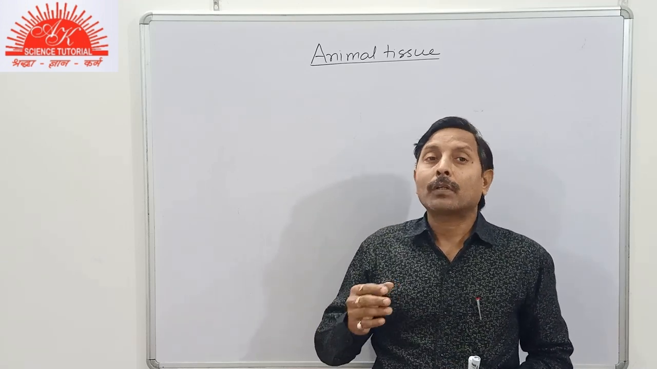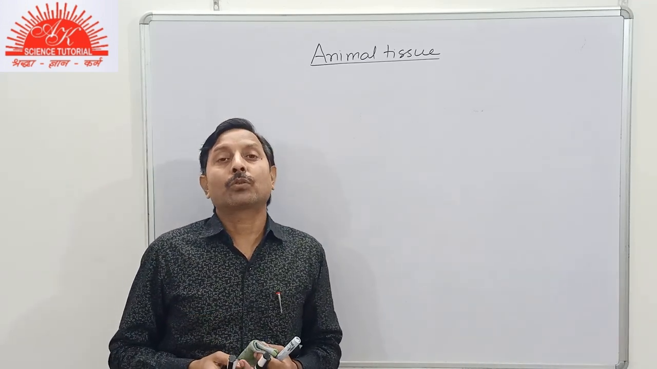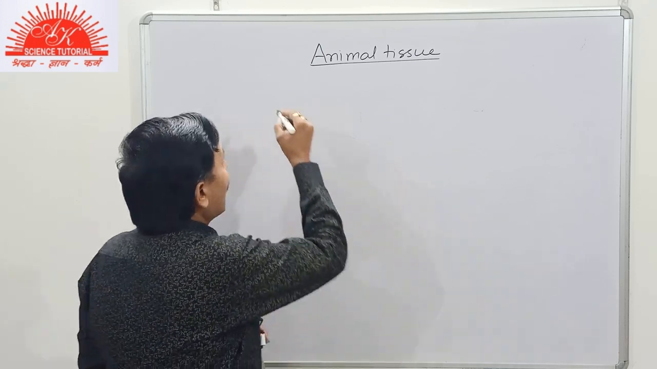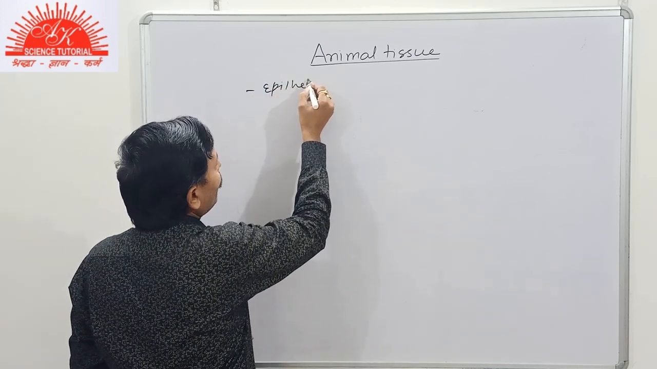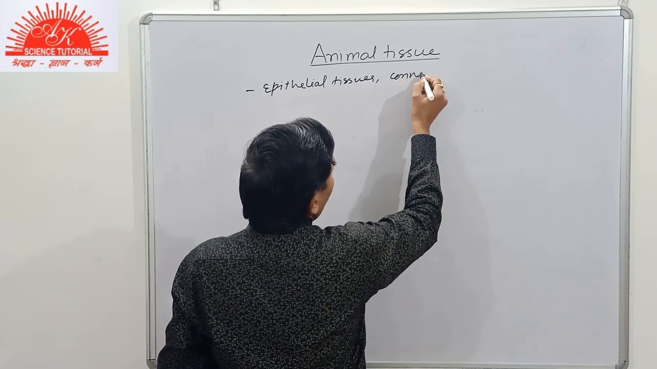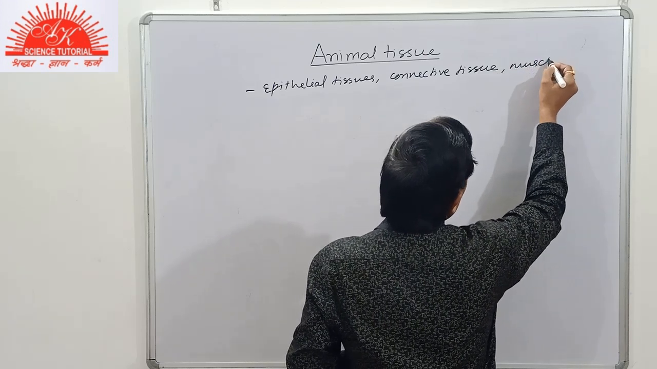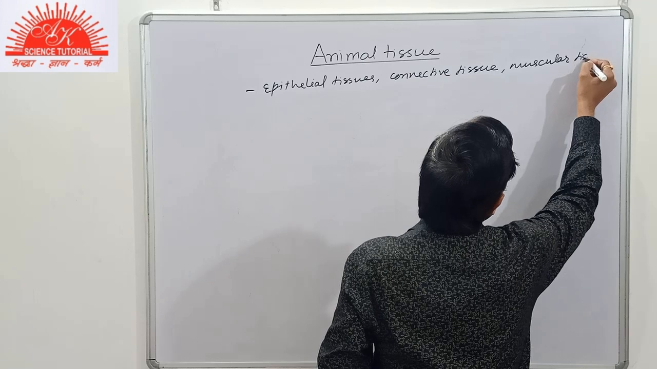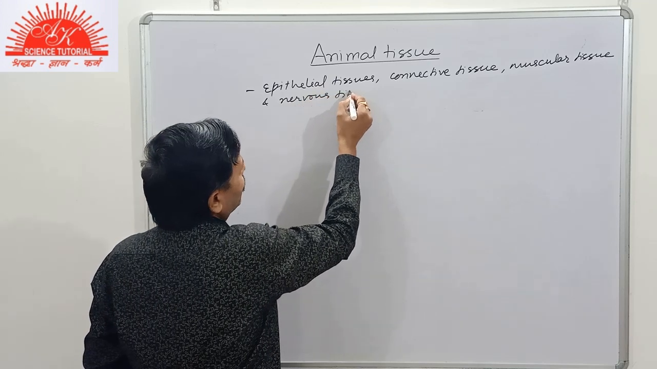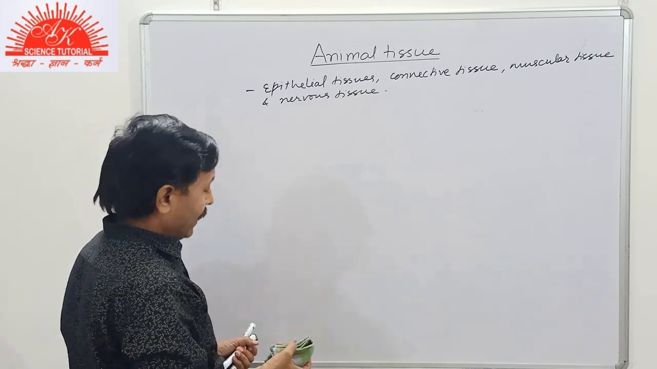Nerve cells carry impulses from one part of the body to another part. So animal tissue is generally classified, or we have to study here, in four types. That is, epithelial tissues, connective tissue, muscular tissue, and nervous tissue. So we have to study these four categories of the tissue found in animals.